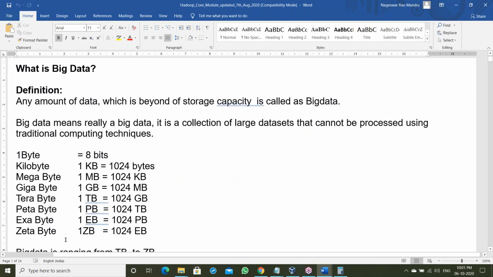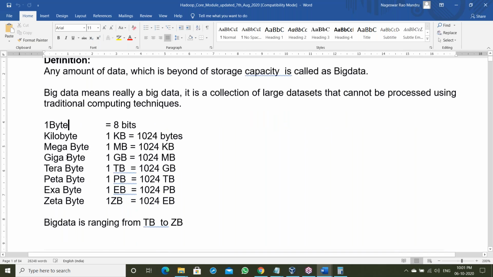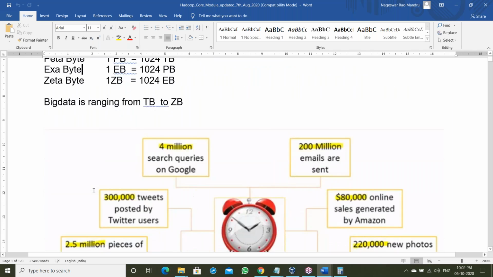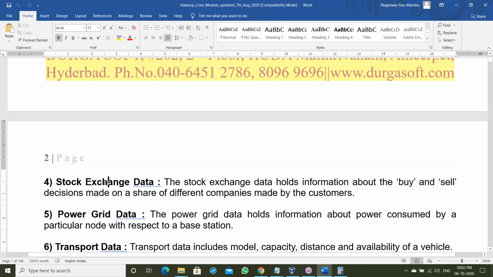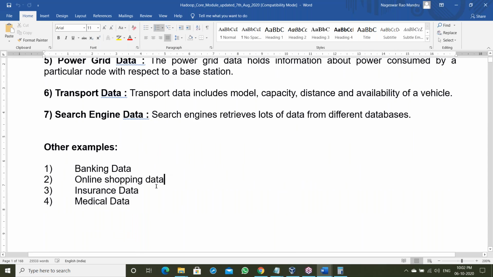Yes, what is big data? The big data definition: any amount of data which is beyond storage capacity is big data, like bytes, kilobytes, megabytes, gigabytes, terabytes, petabytes, whatever we discussed, everything is prepared in the document here. What comes in big data? Historical data, black box data, social media data, stock exchange data, power grid data, transport data, search engine data, banking data, online shopping; all this comes in big data. So this is just a big data introduction.